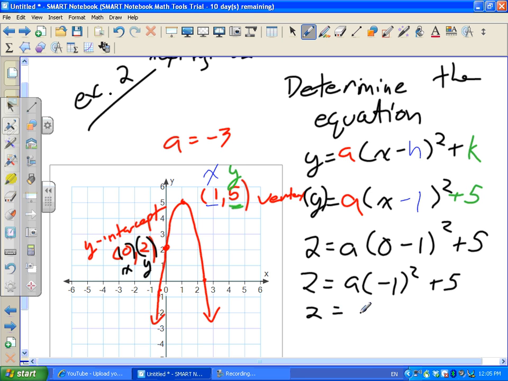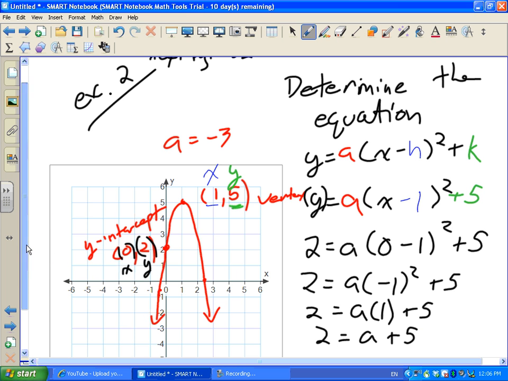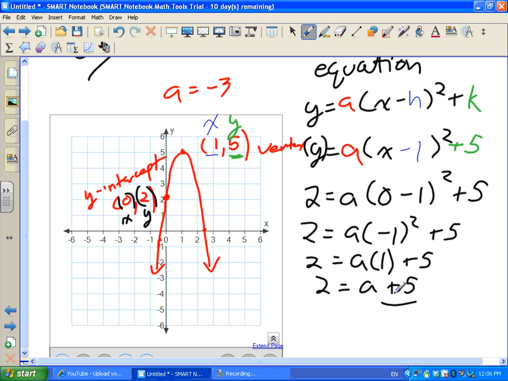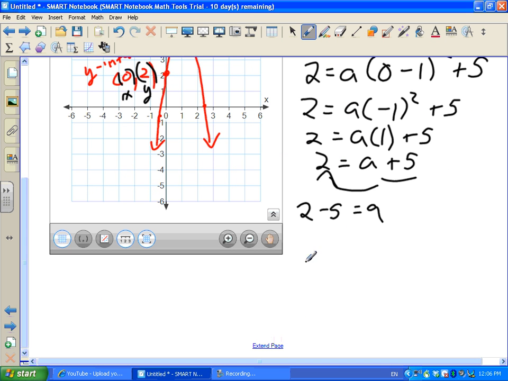2 equals a. This becomes positive 1. So really it's just 1a. I'll write it here anyways. Plus 5. 2 equals 1 times a is a, plus 5. And finally, I'm going to move my positive 5 to the other side to solve for a. So it becomes 2 subtract 5 equals a. What does a equal? Negative 3. Just like you guys said. So we proved it through our numbers by subbing in the point we have on the parabola. We know that a is negative 3.